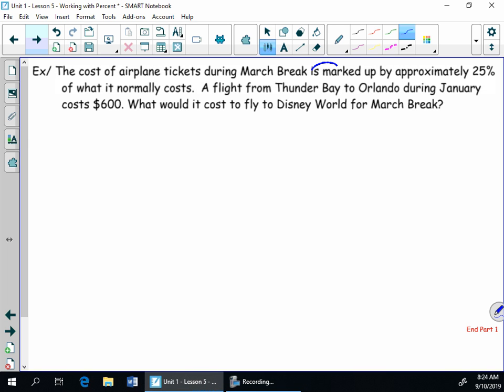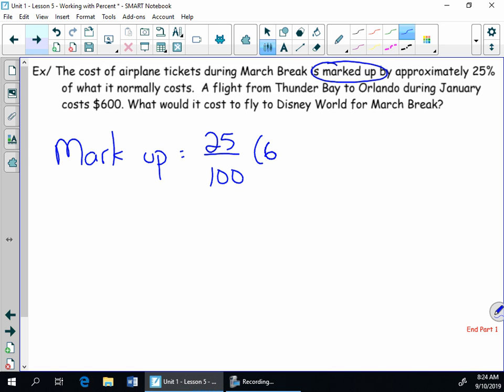This time we're marking things up. Marking things up means we're making the price go up by a percentage. And this is how companies make more money. They bring the price up. The idea stays the same though. Instead of a discount, we're going to talk about a markup. It's 25%. So 25% of the original price. The original price was $600. So the markup would be $150.